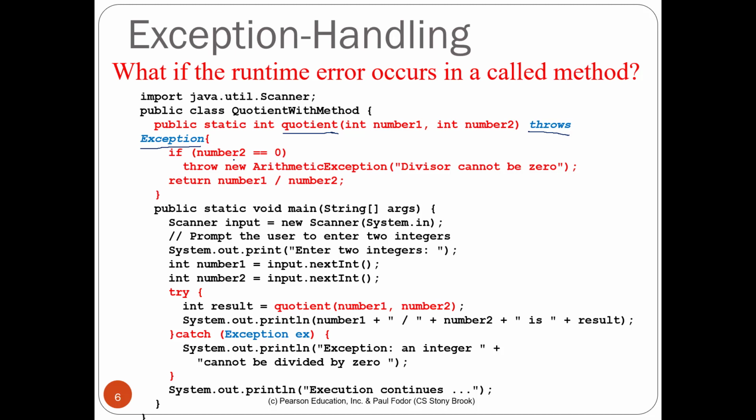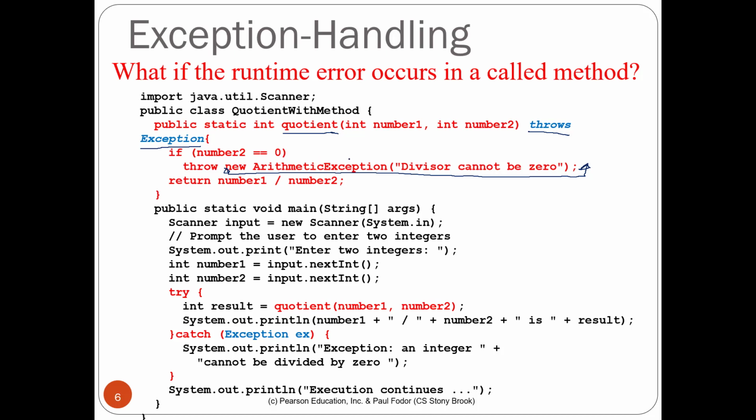If number 2 is equal to 0. That means if your denominator is going to be 0, what do we do? We create an exception. So the exception has been created right here: new ArithmeticException. So you're using the constructor for creating an arithmetic exception. In my example, I used just Exception, that is fine too.